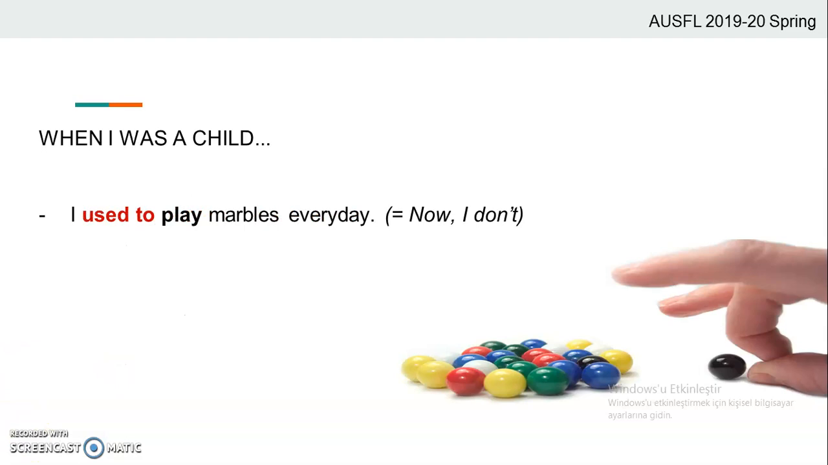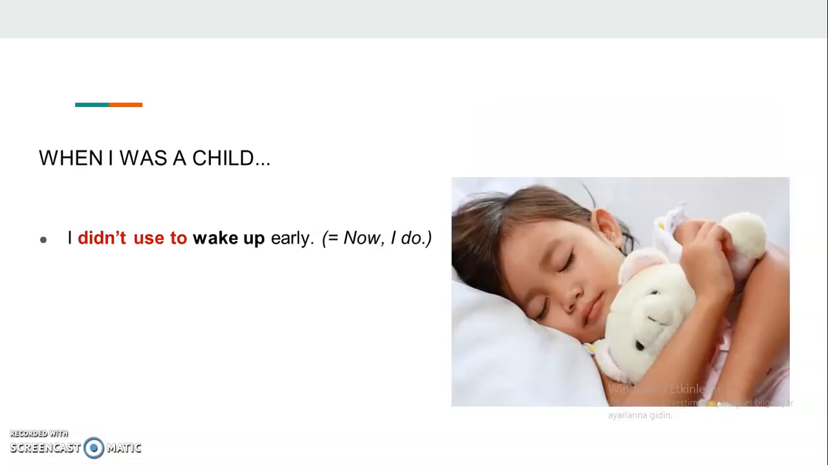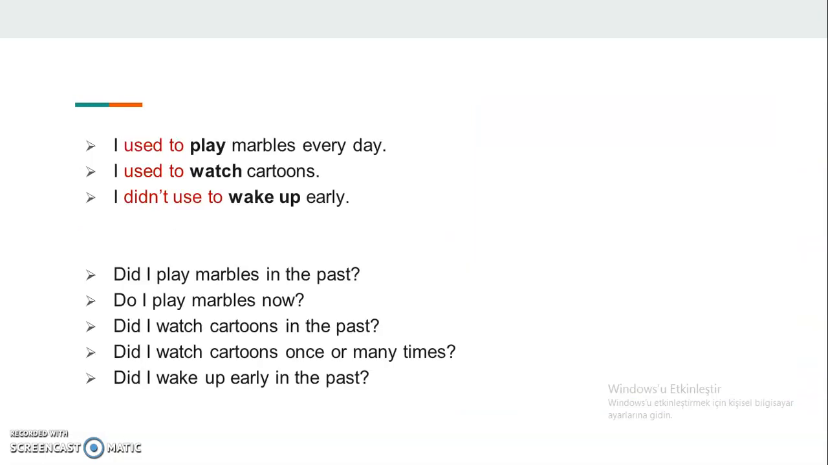Let's start with some example sentences. When I was a child, I used to play marbles every day. When I was a child, I used to watch cartoons. When I was a child, I didn't used to wake up early. Have a look at these sentences and try to answer the questions.